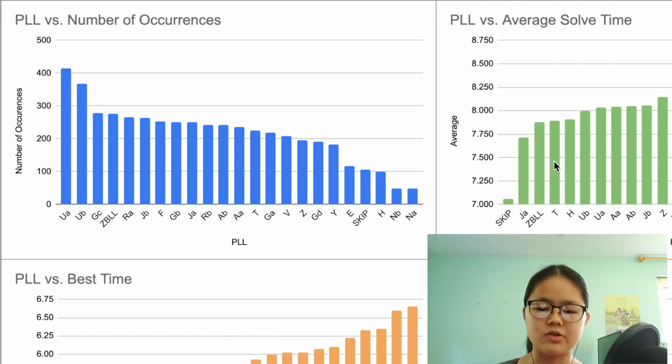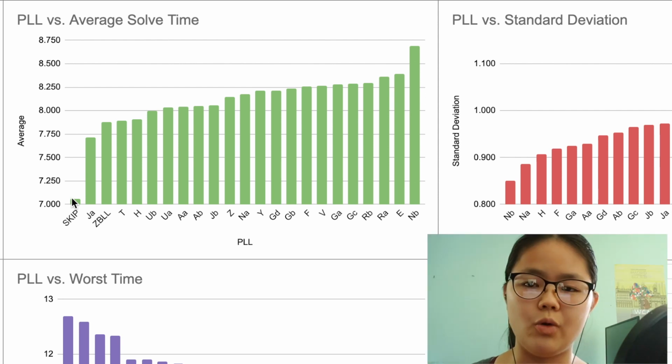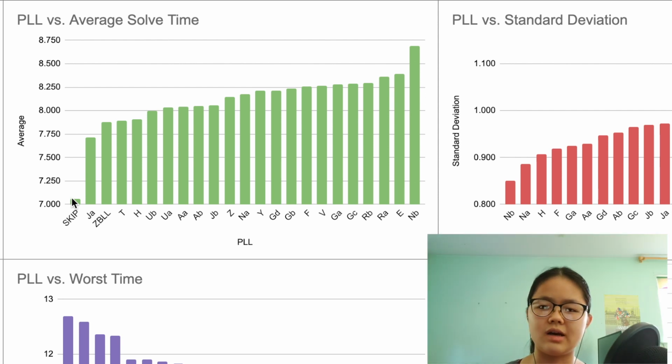In terms of average solve time, the two outliers here are skips and the NB perm. Obviously, skip is going to give you a much better average because you're skipping an entire step, and NB I just don't like. I need to definitely practice that alg and get it better in how it's executed, but everything else is pretty reasonably sort of jagged.